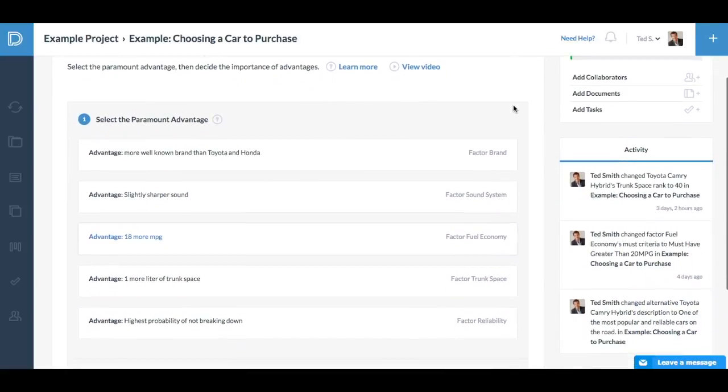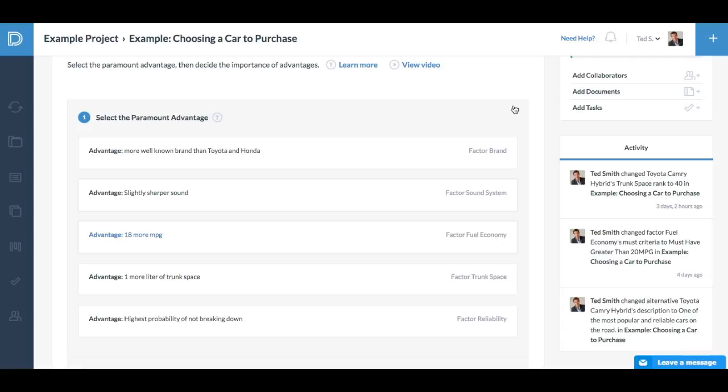In the previous steps, you have first determined the advantages for each alternative, and then selected the most important advantage in each factor. In this step, you will first select the paramount advantage, which is the most important among the most important advantages. Let's continue with the same example to make it more clear.